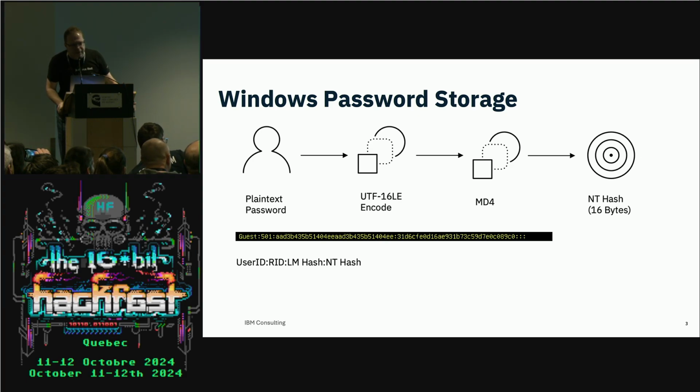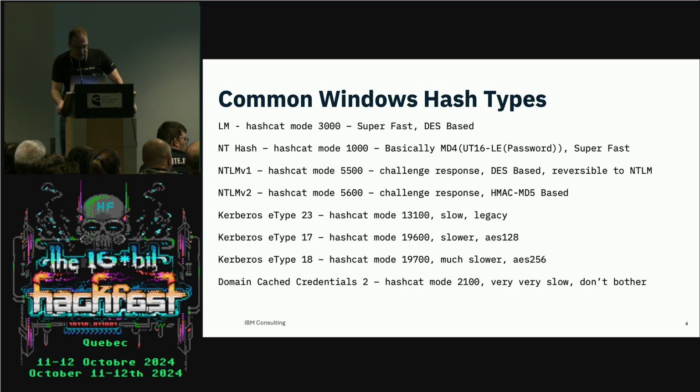Now this is important for the next batch of diagrams I'm going to start putting out. And by the way, feel free to take pictures if you like these slides. I will not be offended. So we're going to go through some common Windows hash types. We've got the LM hash. It's super fast. It's DES-based. Hashcat mode 3000. If you see these in an environment, they're probably running some ancient SCADA ICS system that nobody really likes, so run far away.